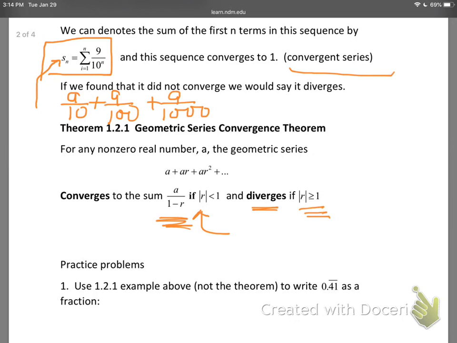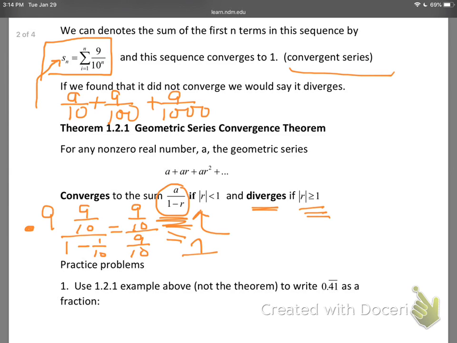Now, before I go into these practice problems, why don't we use the 0.9 bar notation that we just worked on a second ago and see why it converges. So 0.9 was my bar notation. That was my first term. I can also write that as 9/10. So let's use this equation, and we're going to have 9/10 over 1 minus r. Now, r was 1/10, so this is 9/10 over 9/10, which equals 1.